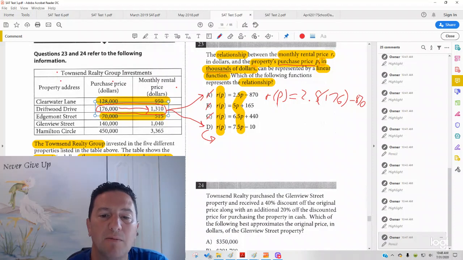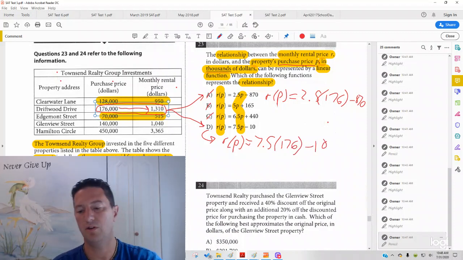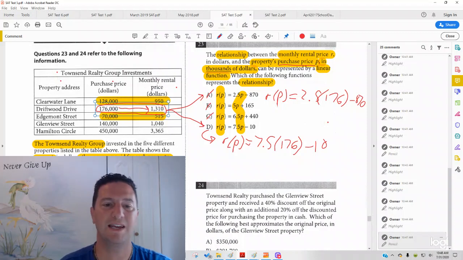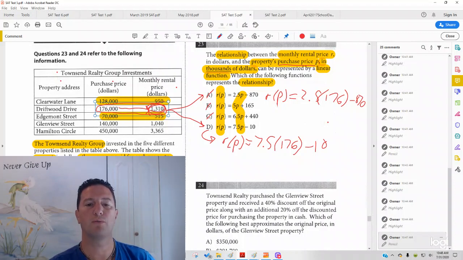And you can do this anytime you're given coordinates and an equation. Plug the coordinates into the equation. And so what we'd have here is R of P equals 7.5, and in place of P I would put my purchase price, which is 176, and then minus 10. And if I do my 7.5 times 176, subtract 10, sure enough I get 1310, which is what I'm looking for as my Y, or my R of P.